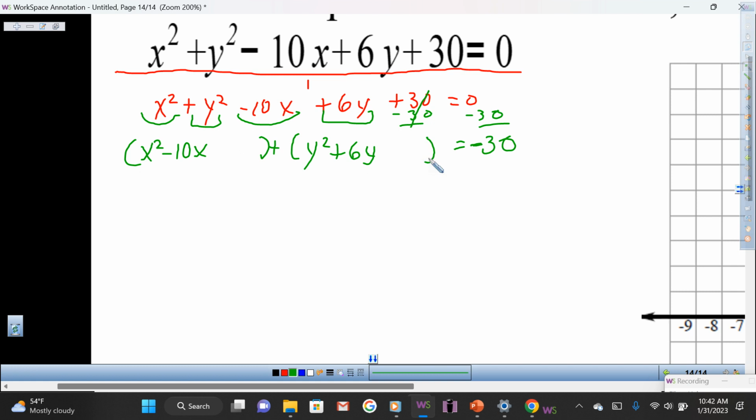All right. So far, so good? Let's continue. Now I can complete the square. Look at the first binomial here. How do I complete this square? Plus what, everyone?